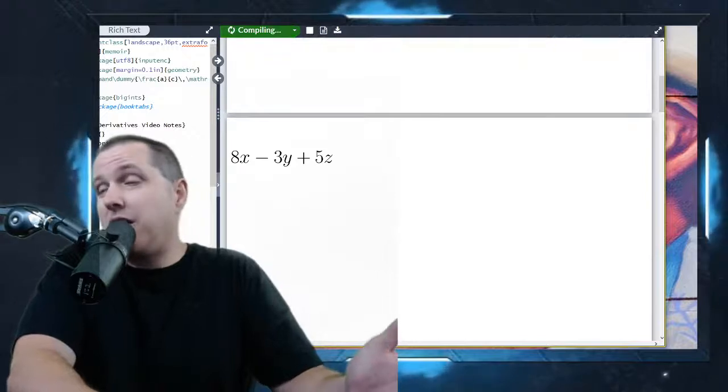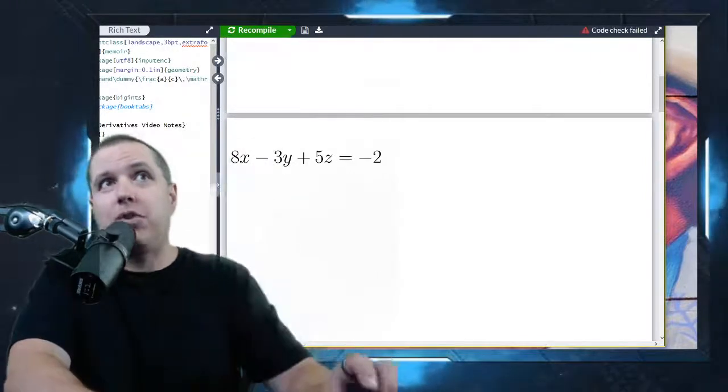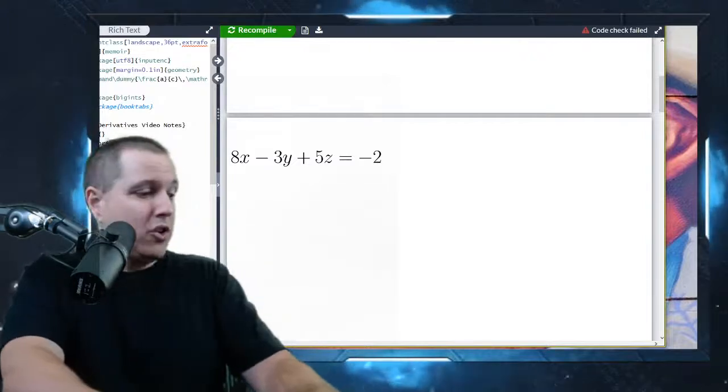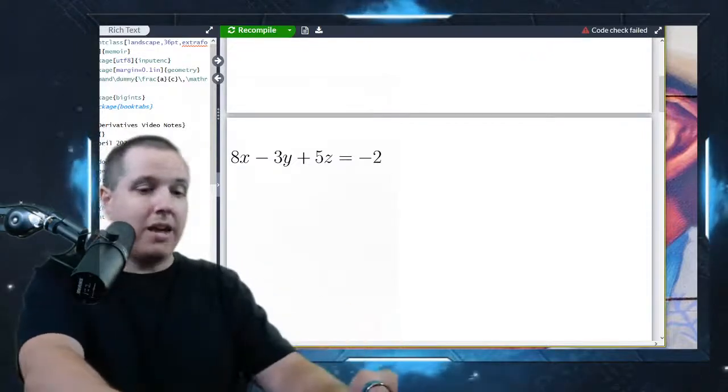So you actually already know how to do that. You just haven't seen it done with a problem like this before. So it's almost like there's not really anything new. It's just we're using it in a new way.